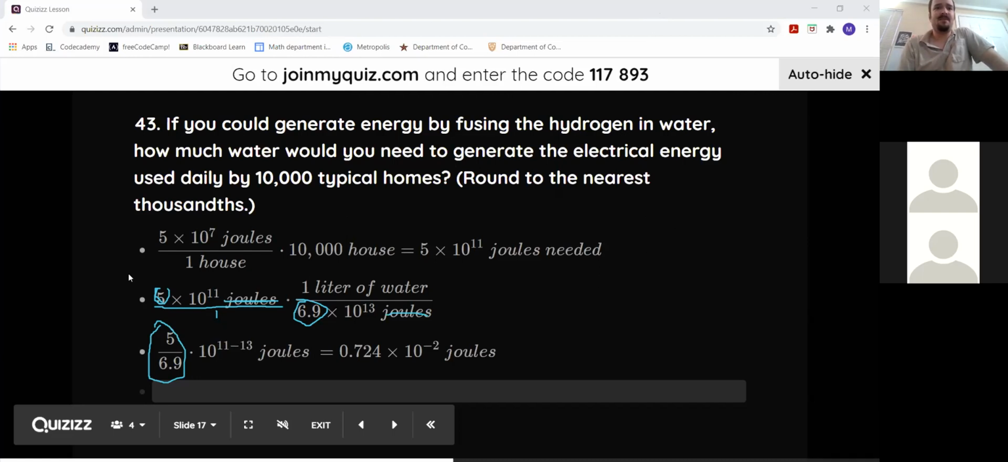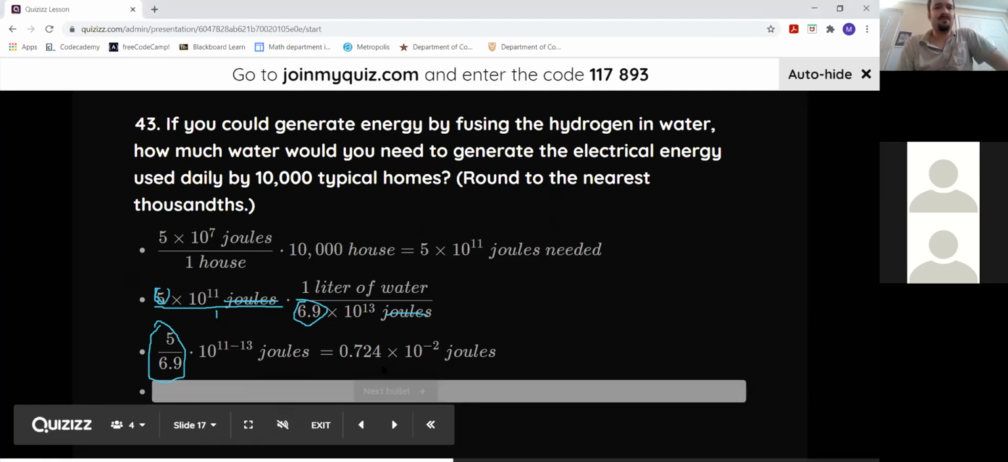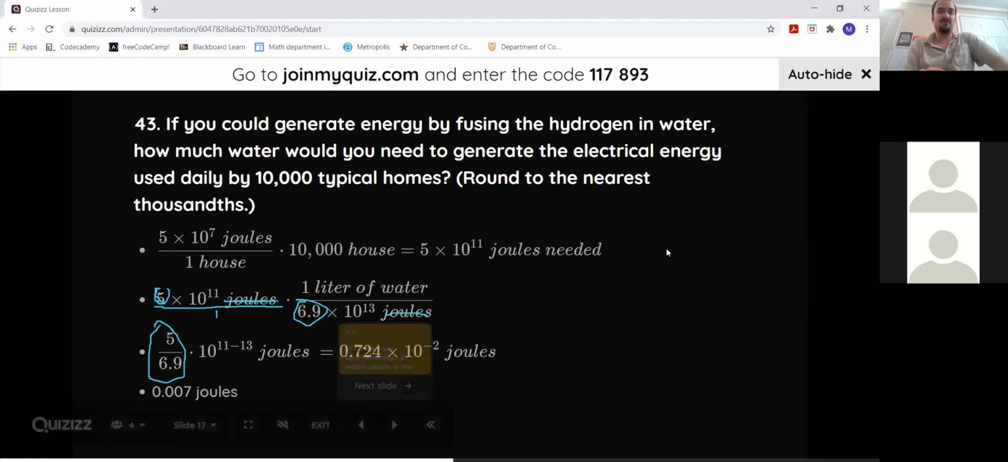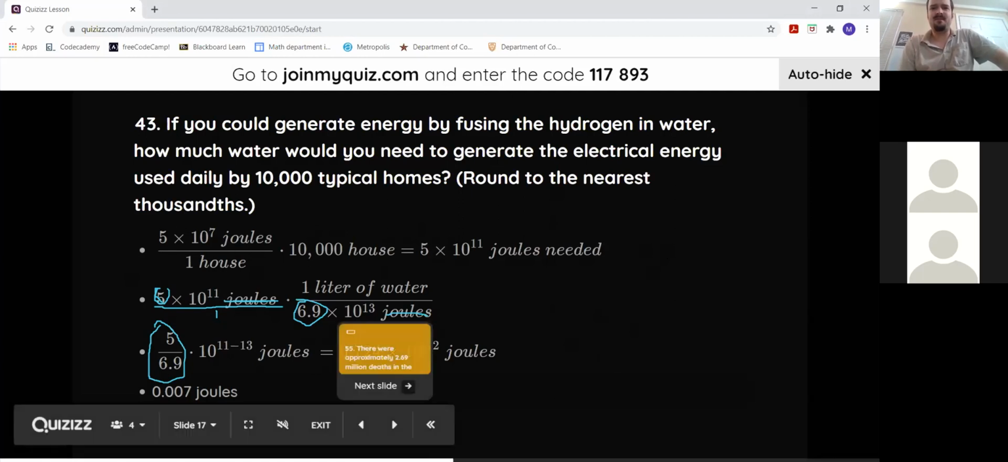Because I did it a little bit differently whenever I worked it by hand than when I did it in my notes here. But I still got the same solution. It still should be this moved over 2 decimal places. It should give you 0.007 joules. In my notes, I didn't do this. I just got those 2 numbers. So annotate.